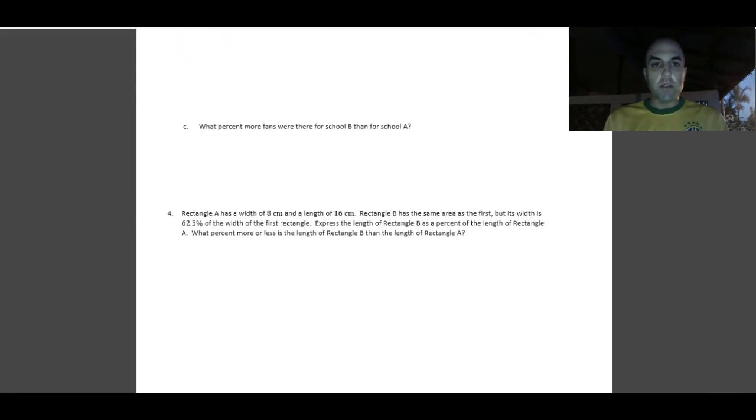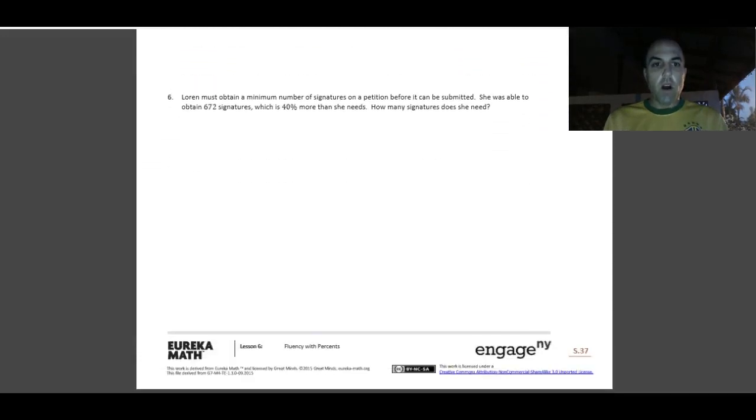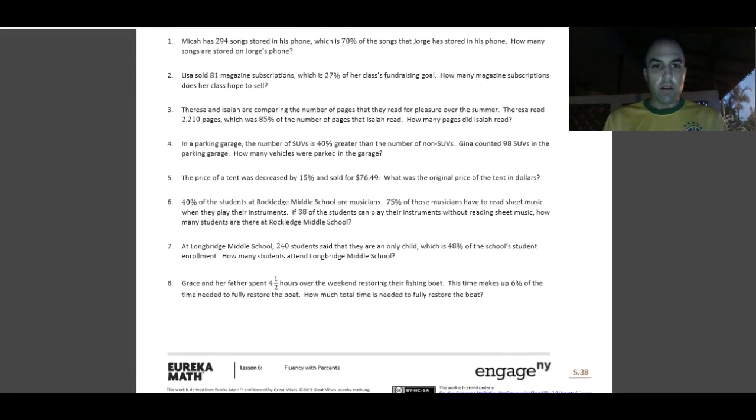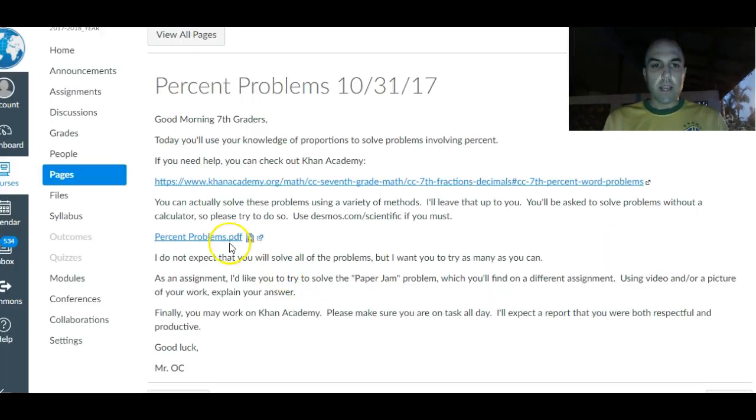I want you to be able to work with a partner, or you may work by yourself on all of these problems. Okay? There's a lot here. I really like this problem set. I think these are really good problems. Some of these you're probably going to need a calculator for, but I honestly think that you can do it without. Okay, so that's the first thing on Canvas, percent problems. I don't expect that you're going to get all of them done, but I want you to try as many as you can so that you feel comfortable solving percent problems.